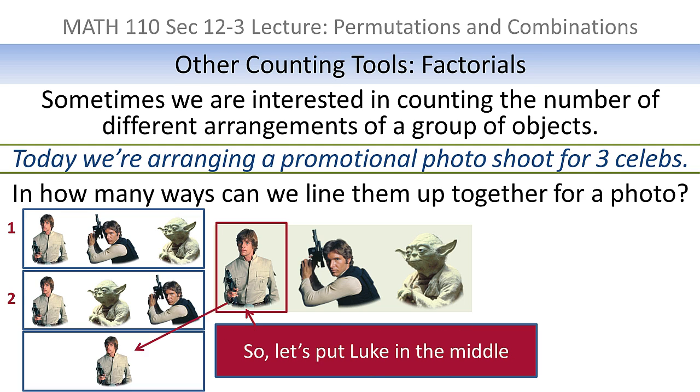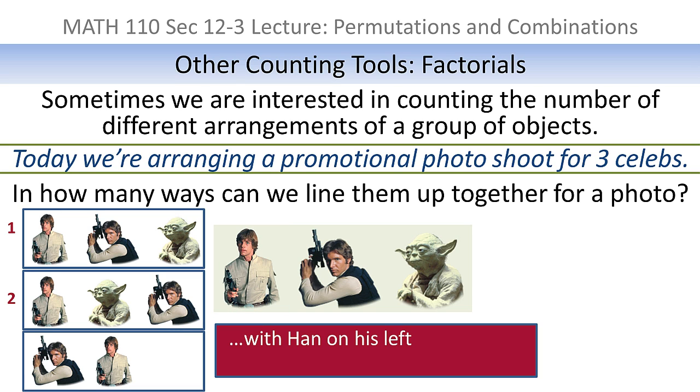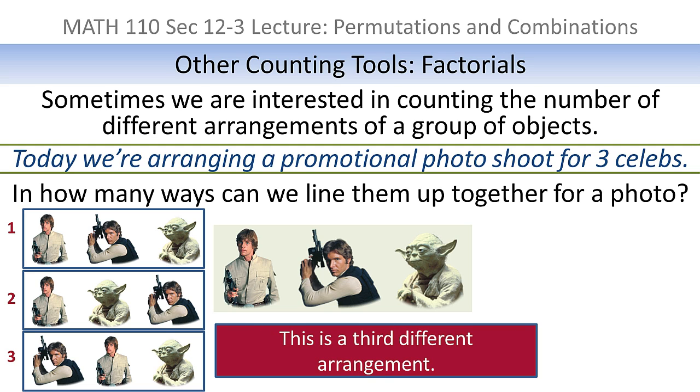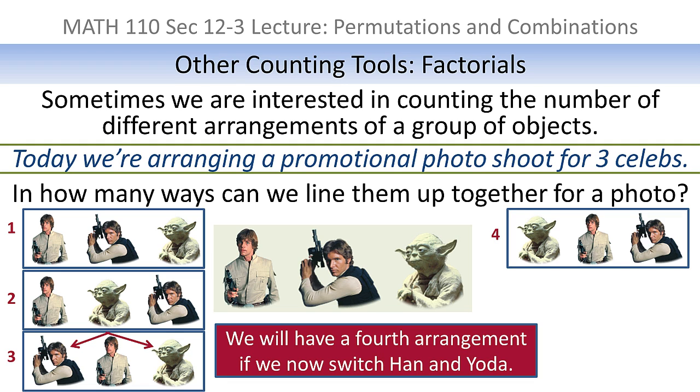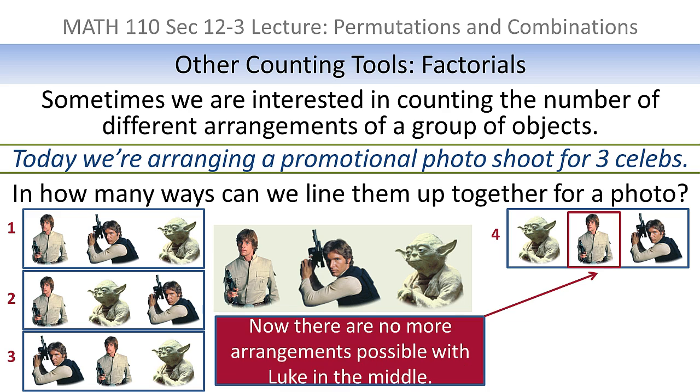So let's push Luke over to the middle. If we do that, then I can put Han on the left and Yoda on the right to get a third different arrangement. But if I switch Han and Yoda, leaving Luke in the middle, I'll have yet a different arrangement. And as you can see now, as long as I'm keeping Luke in the middle, there's nothing else I can do to get a different arrangement.